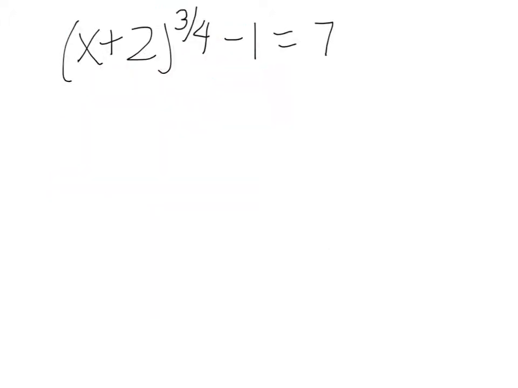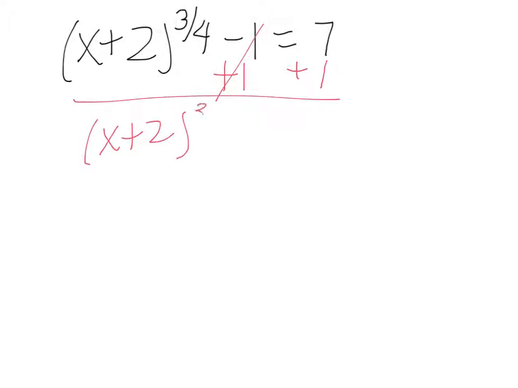Number 6 on that same page, page 16, we're going to take x plus 2, the quantity raised to the 3/4 power, minus 1 equals 7. So again, the first thing we want to do is get that parentheses with the x by itself. So we're going to add 1 to both sides. And now we have x plus 2 raised to the 3/4 power is equal to 8.